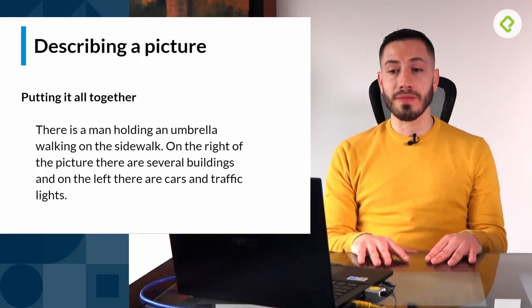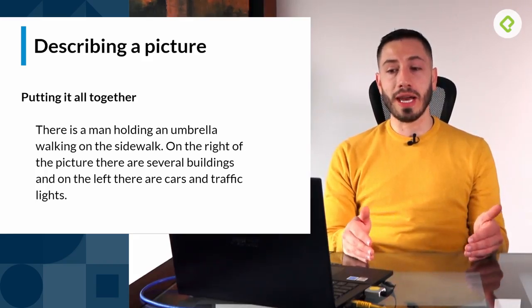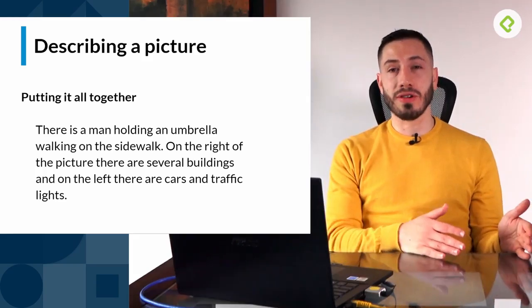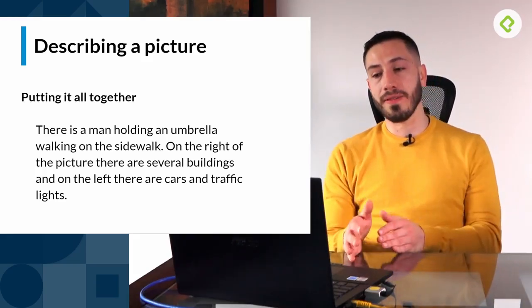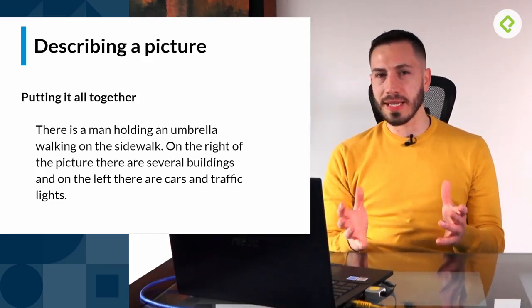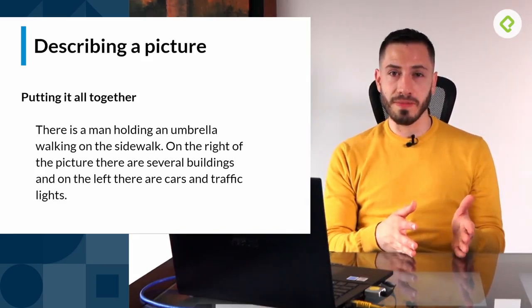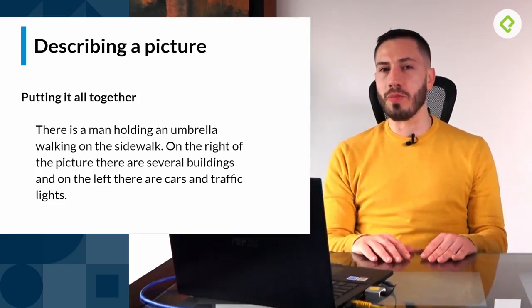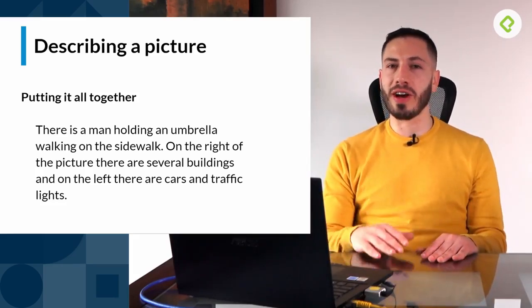Put it all together. There is a man holding an umbrella walking on the sidewalk. On the right of the picture, there are several buildings, and on the left, there are cars and traffic lights. Is it more or less similar to your own description? Cool. If your description is very different, put it in the comments. I would be happy to read it and provide you with some feedback.